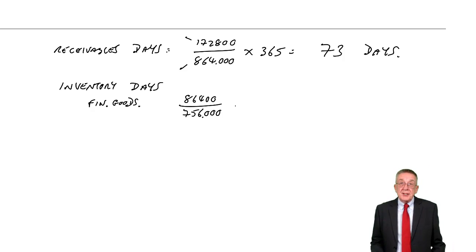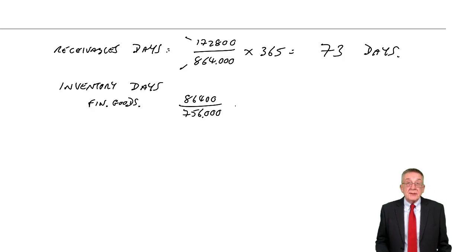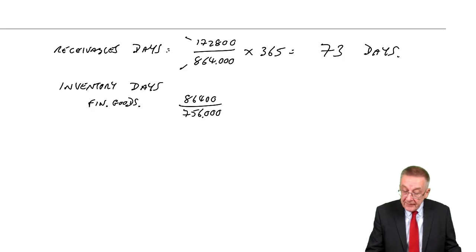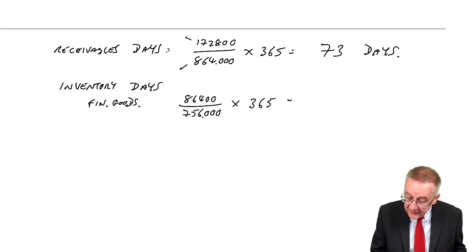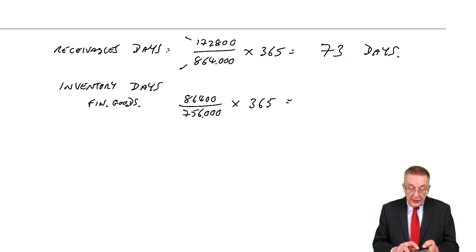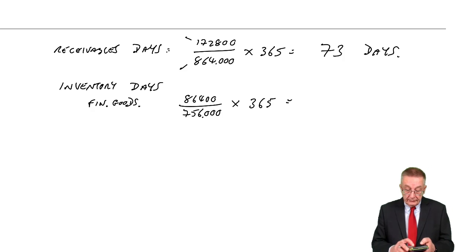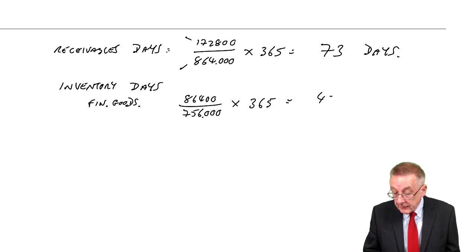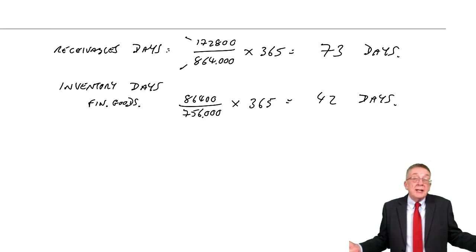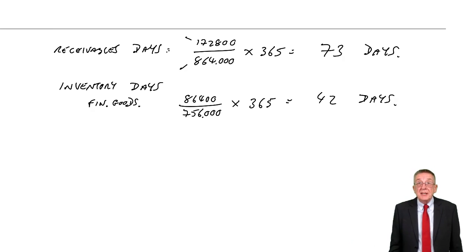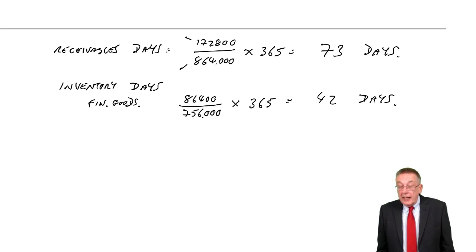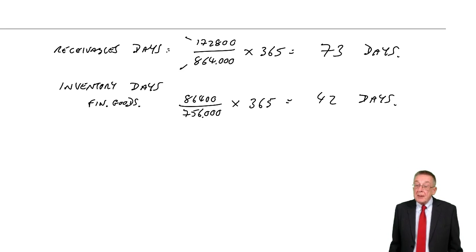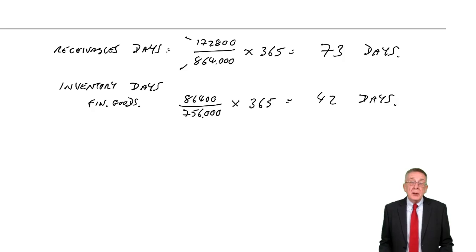So we're selling 756,000 a year. We happen to have 86,400 in inventory. And so it would appear that we're carrying enough inventory to last us, to the nearest day, 42 days. Now again, you can't say whether that's good or bad, it depends on the type of business. It depends on our competitors. But as always, we want to keep these things as low as possible.